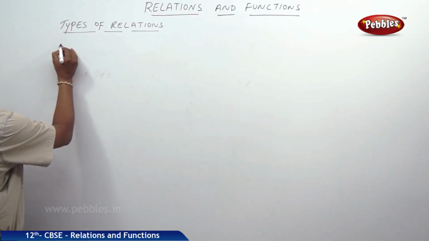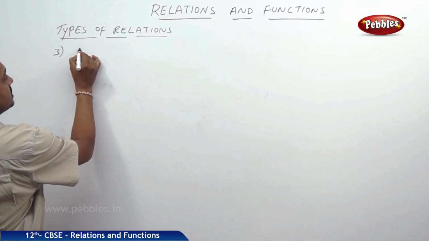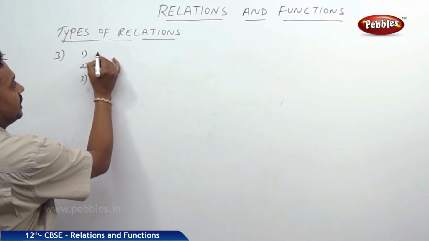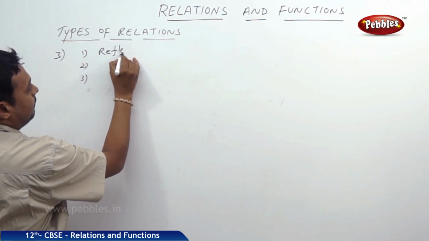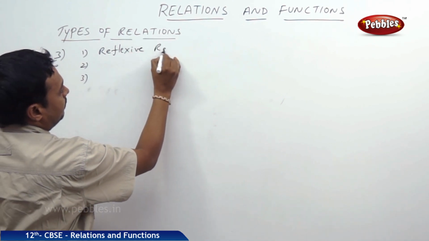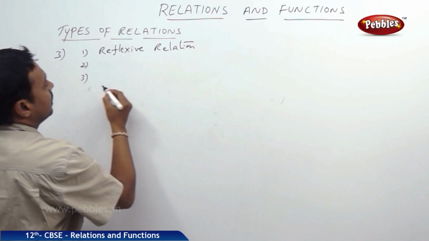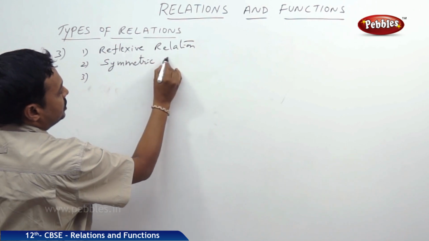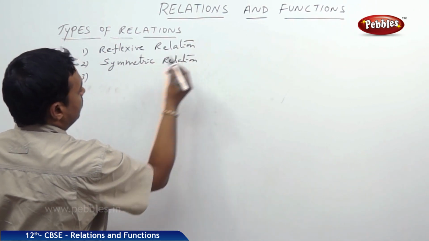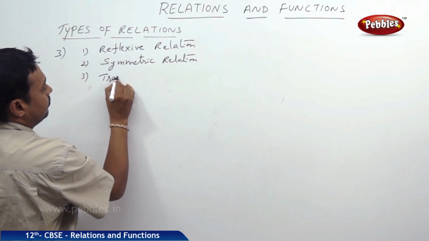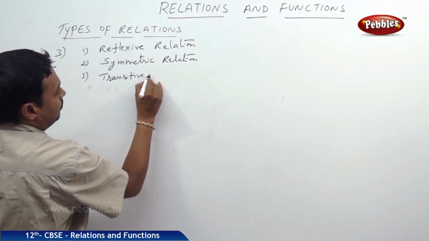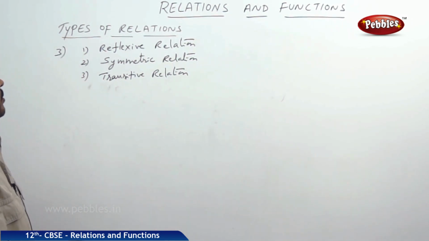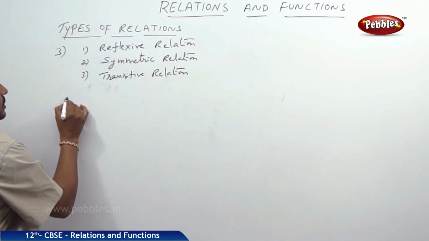Now let us see the third definition. Here it is, there are three important definitions. One is reflexive relation, and the second one symmetric relation, the third one is transitive relation. Now let us see first reflexive relation.